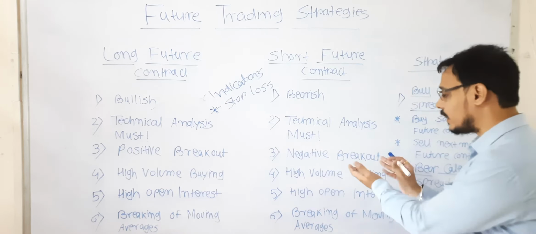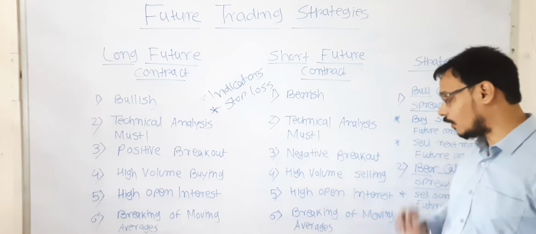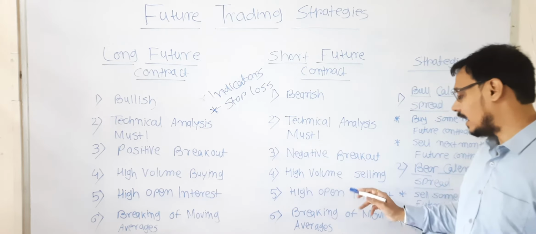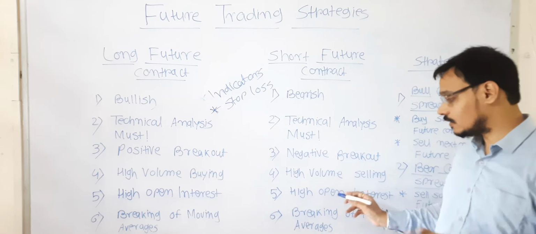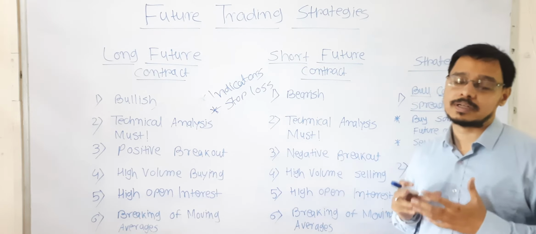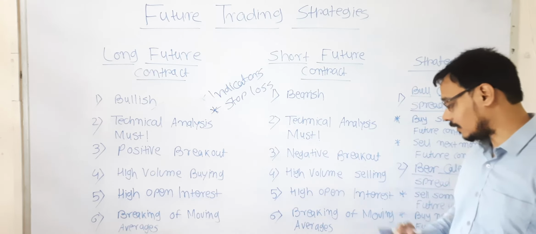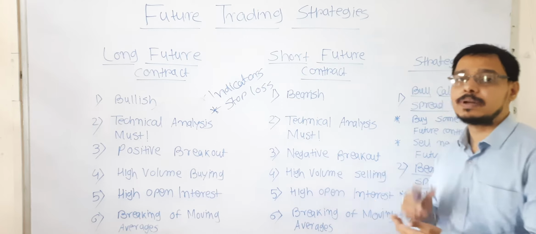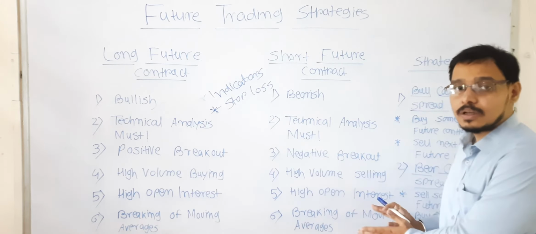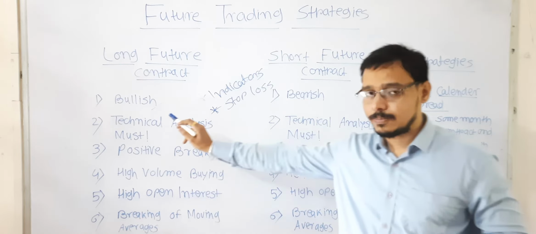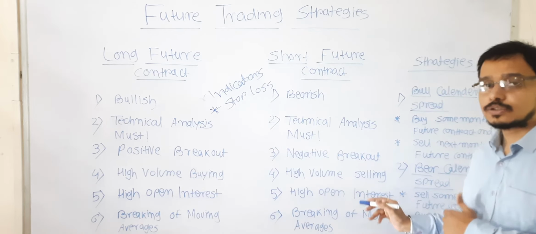If there is a negative breakout, meaning a huge red candle along with high volume, high selling, and if again open interest is extremely high, this will show that a huge number of traders and investors are dumping that particular stock, and it should again break the moving averages. It should break its support. Here it should break its resistance. Here it should break its support.